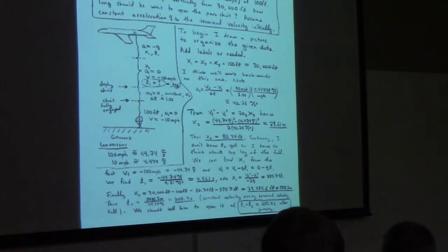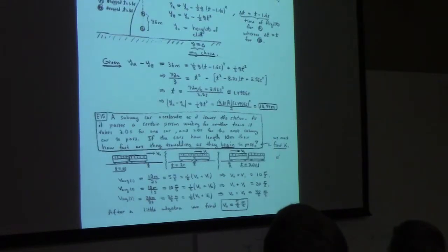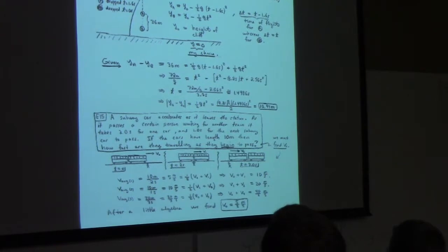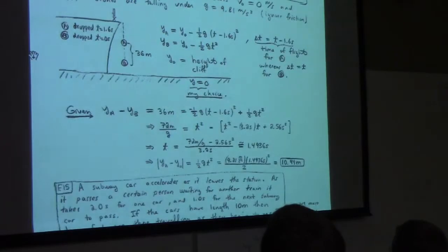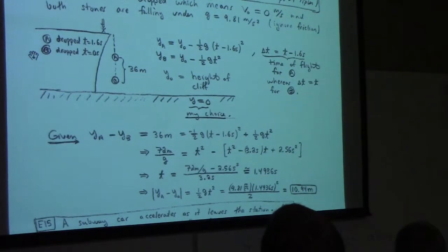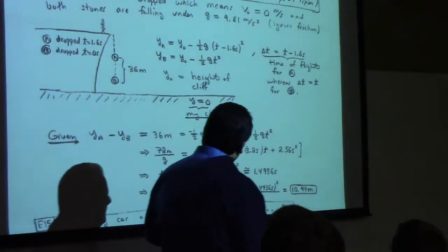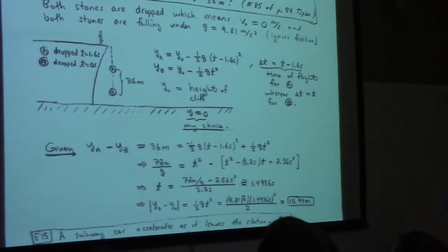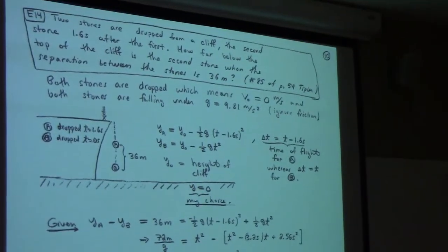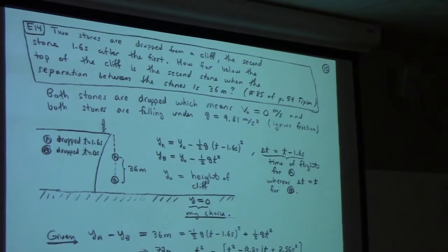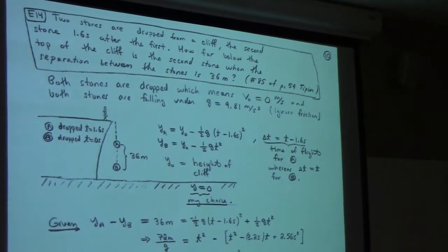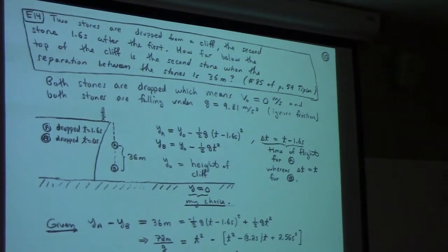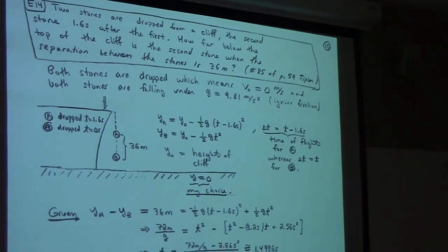This is a pretty complicated problem that I don't cover. This one is a better one to cover. Let's see if you do this one. All right, so here we go. Two stones are dropped from a cliff, the second stone 1.6 seconds after the first. How far below the top of the cliff is the second stone when the separation between the stones is 36 meters?